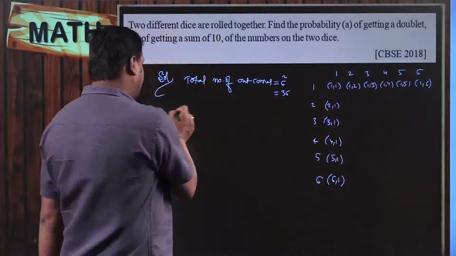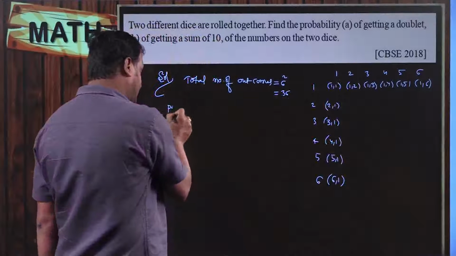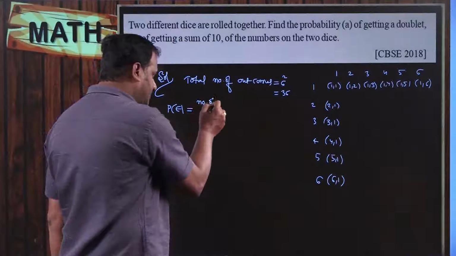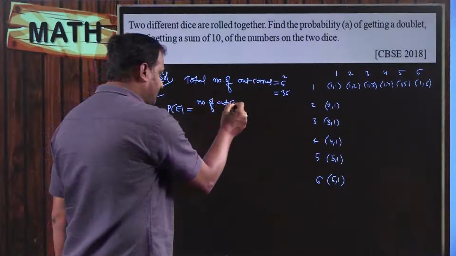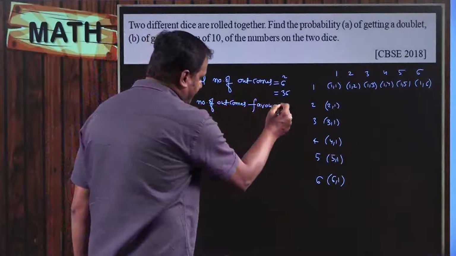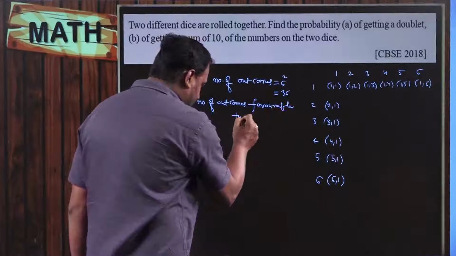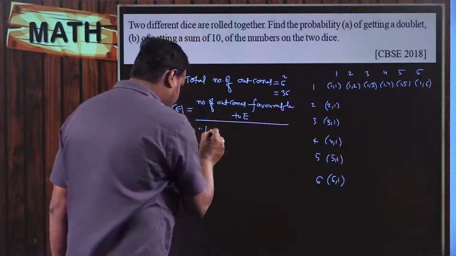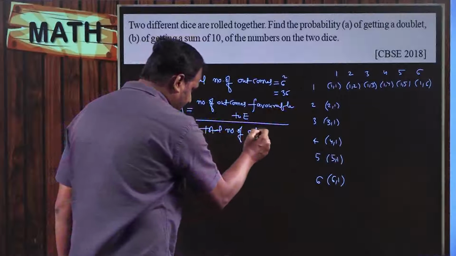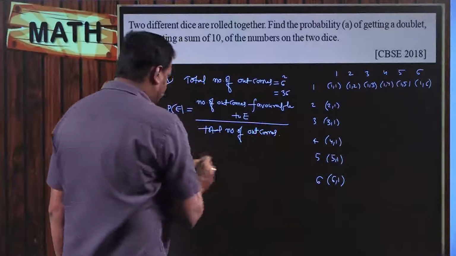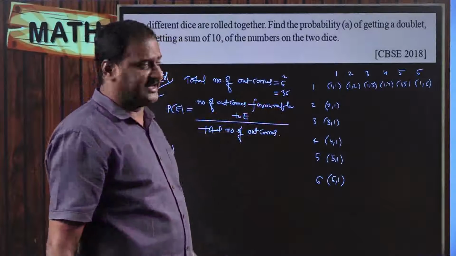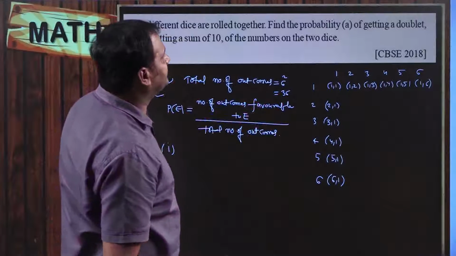For the first problem, I would write the definition of probability of getting an event. Probability of getting an event E is equal to the number of outcomes favorable to E divided by the total number of outcomes. So I am going to answer the first problem by identifying all the favorable outcomes as per the first information. So what is the first information?